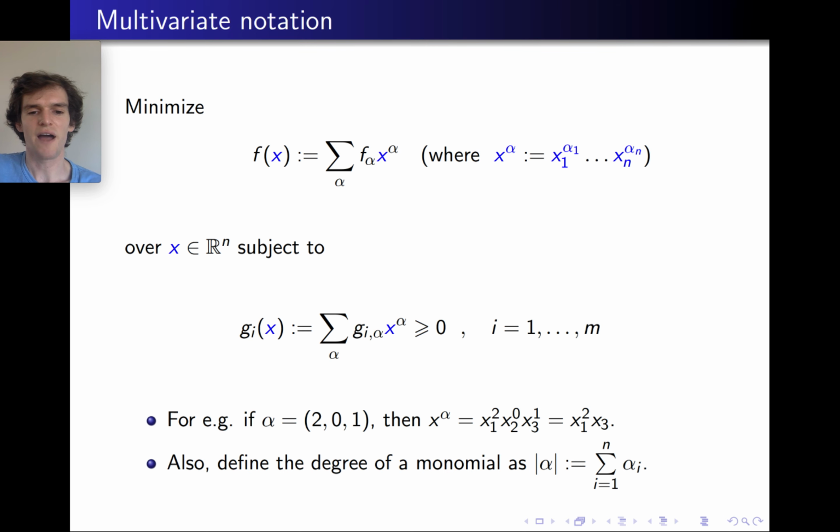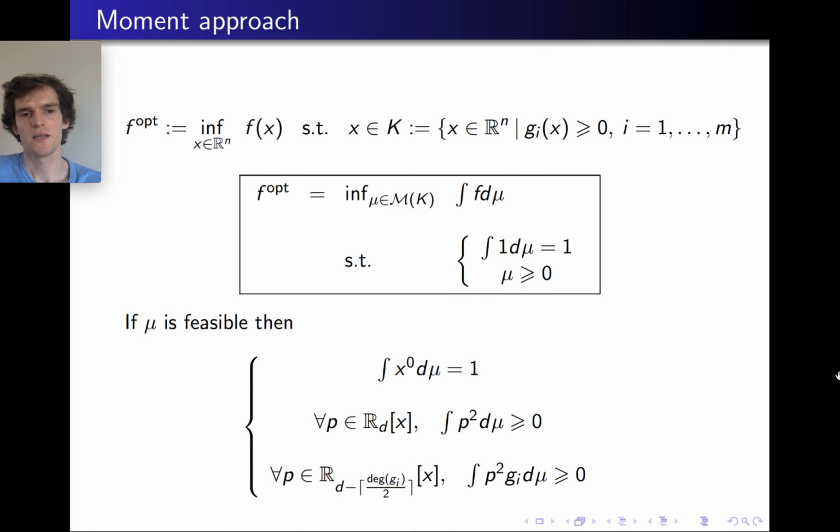And also we're going to define the degree of a monomial to be this modulus here, it's just the sum of them all. So here the degree is 3. Okay. So recall from Proposition 2 that was shown earlier in this lecture, this here can be exactly reformulated.